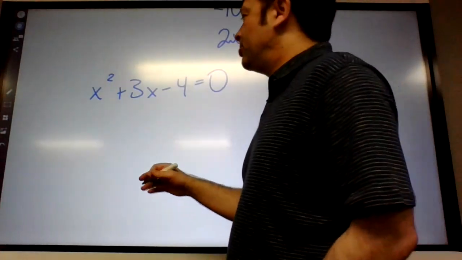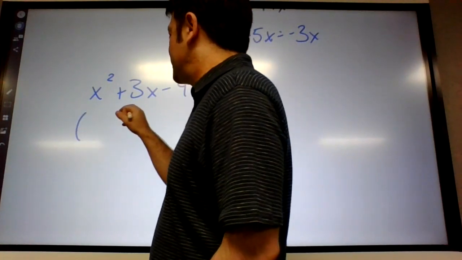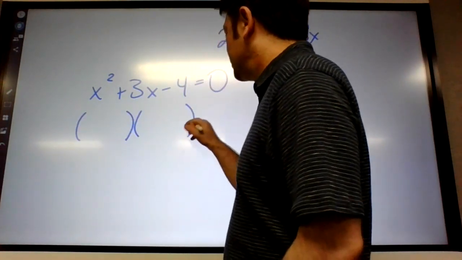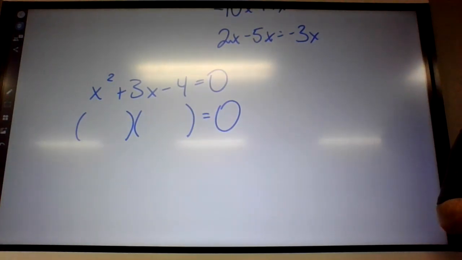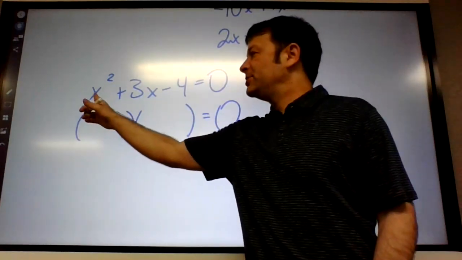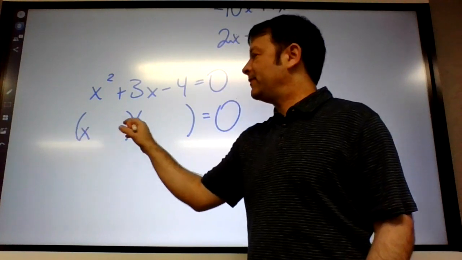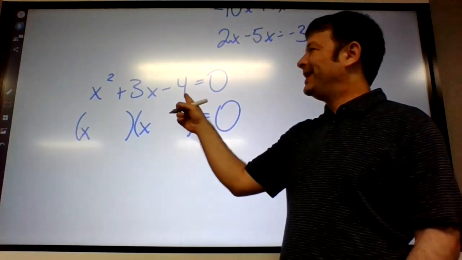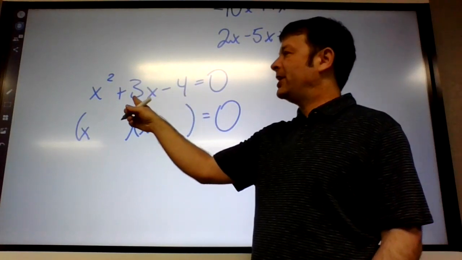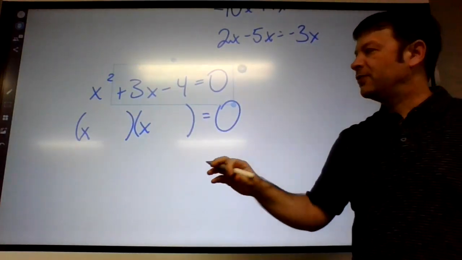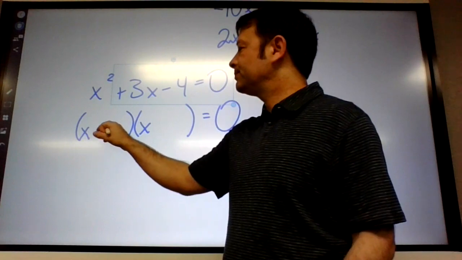Okay, so what you have to do though to solve these is factor. Okay, so what goes into x squared? This is just the normal 3-term factoring. What multiplies into negative 4 that would also add up to 3? 4 and negative 1.